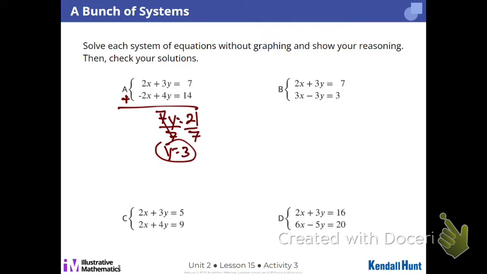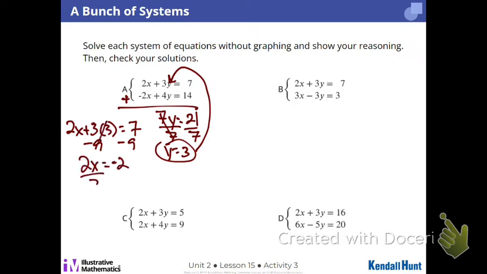So if I know y, I got to find x. I can substitute y into either equation. And then, once I substitute it in, how many variables do I have? 1, meaning one answer. Subtract 9 from both sides. 2x is negative 2. So x has to be negative 1, which means my answer is negative 1, 3.